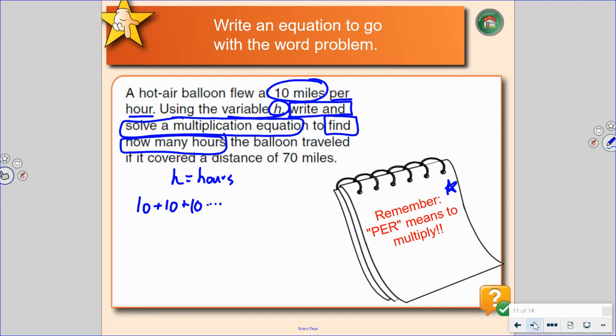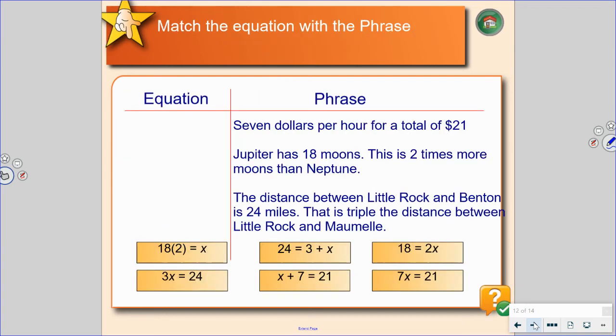But the question is, how many tens? How do we write that as a multiplication equation? Well, each of those h hours would be 10 miles. You may write the dot, usually I don't. So 10h equals 70. I bet, folks, that you can solve that just fine. So I just wanted to show you how to set up in a multiplication equation. Let's do one more, or a few more.